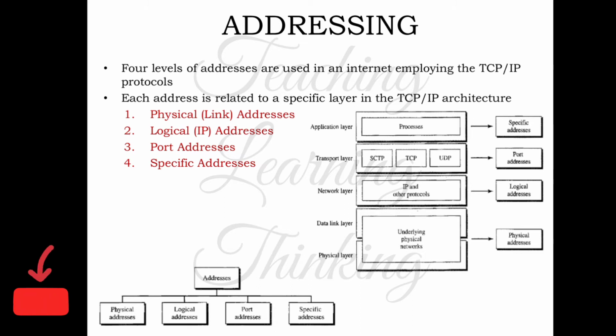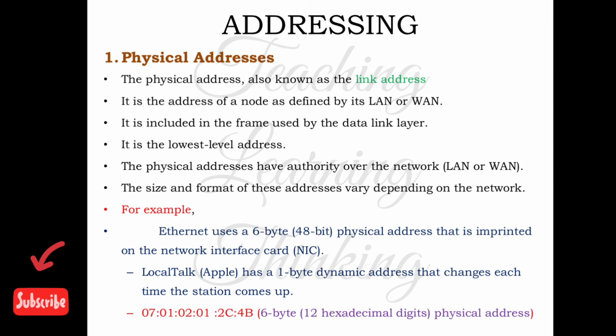So four levels of address are used in the internet employing the TCP/IP protocols. Each address is related to a specific layer in the TCP/IP architecture. The physical address is for the underlying physical network, for the data link layer and physical layer, the logical address is for the network layer, the port address is for the transport layer, and the specific address is for the application layer. So there are four types of addresses for TCP/IP protocols, and we are going to discuss these four in detail. The first one is physical address.